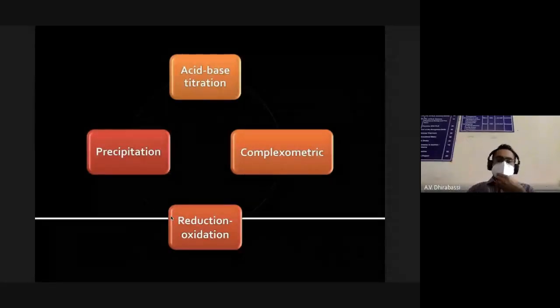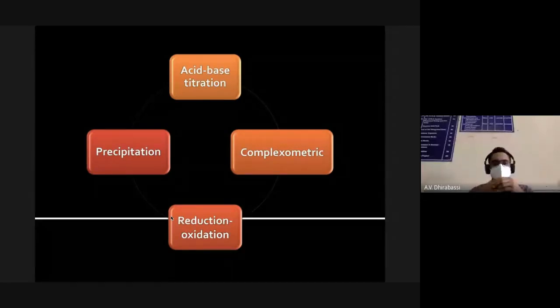Next one is precipitation. The reaction will be a precipitation, for example chloride formation from the sample by using silver nitrate. Silver nitrate forms a silver chloride precipitate, and that precipitate settles in the volumetric flask. Due to that precipitation, the color changes to turbid. So that will be the end point. This type of titration is precipitation. The precipitate forms, the compound goes into solid form. End point in the solid form.